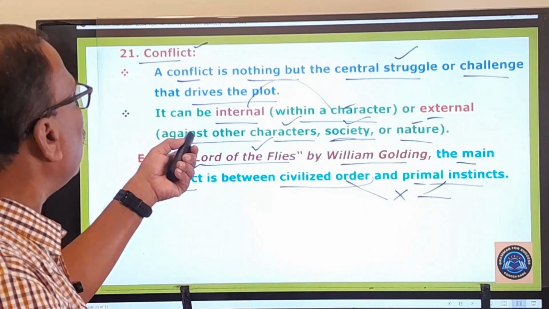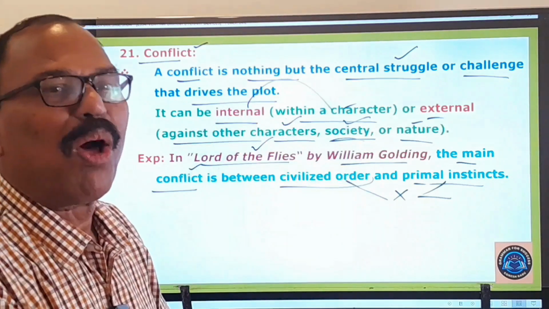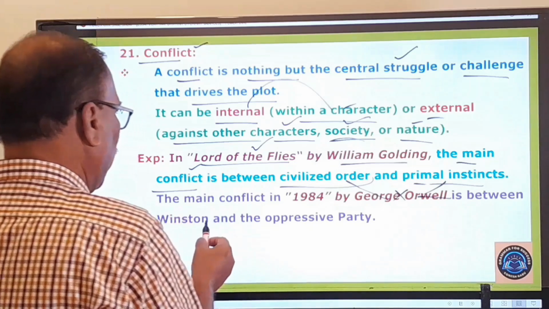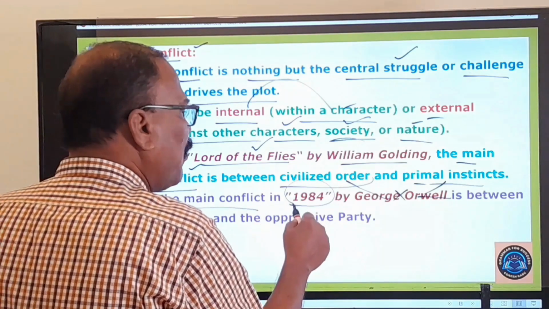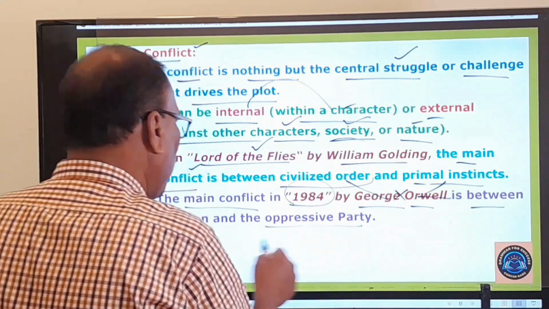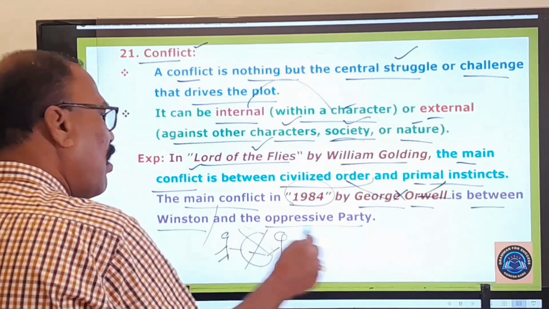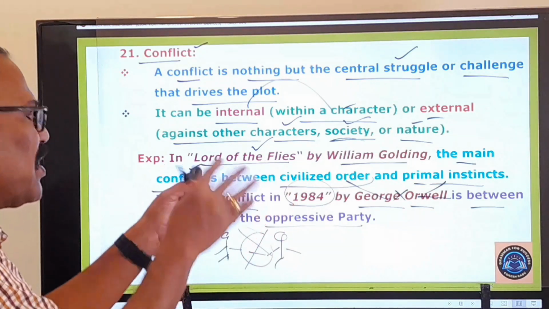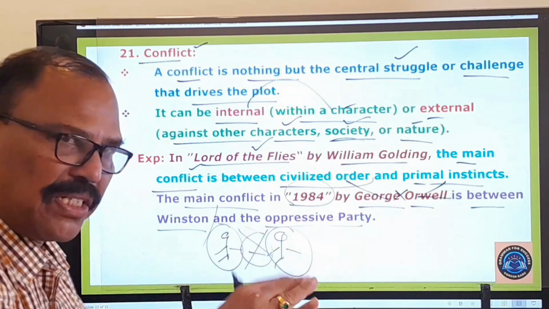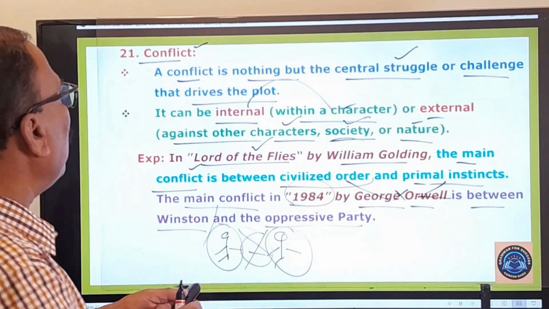In this way, a conflict is very important for the development of the plot, for the development of the story. One more example is also given here. The main conflict in 1984, written by George Orwell, is between Winston and the oppressive party. Winston on one side and the oppressive party on the other side. This is a kind of conflict, like between Kamala Harris and Donald Trump. There was a fight in sharing the power. That is called a conflict.